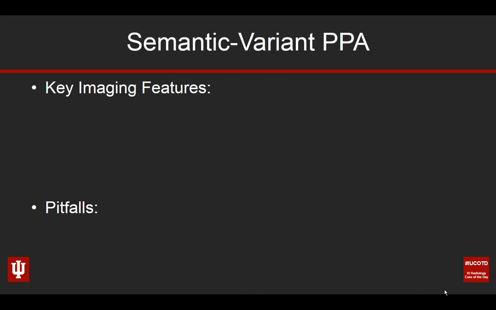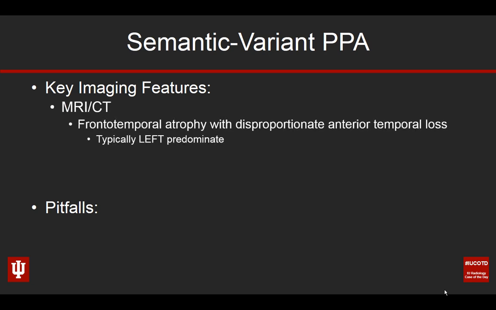Okay, so let's wrap this up. This was a patient with semantic variant primary progressive aphasia. And the key features to keep in mind, whether you're looking at MRI or CT, you will see frontotemporal atrophy with disproportionate anterior temporal lobe volume loss. Typically, this will be left predominant. There's certainly an increased role in voxel-based morphometry with MRI. We'll show some cases of that perhaps in the future.